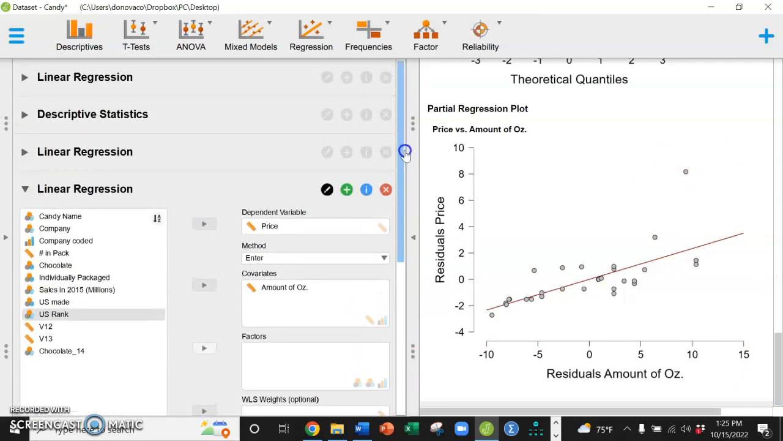To test my other assumptions, I would have to run normality on price and amount of ounces to make sure that they are normally distributed. So look at the skewness values or run a quick histogram on those.